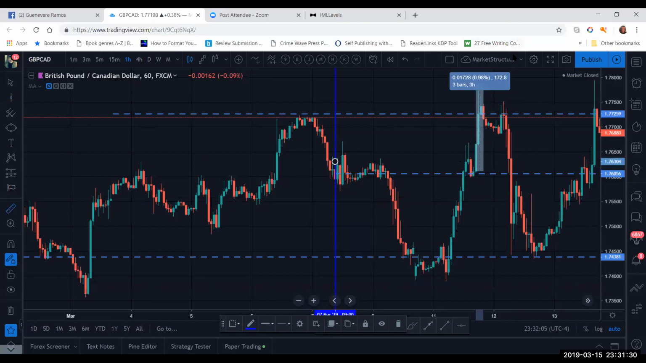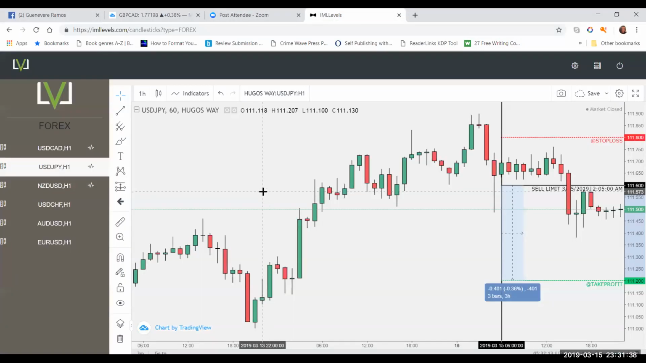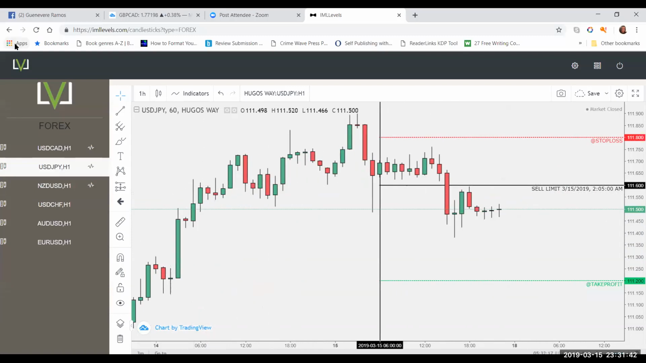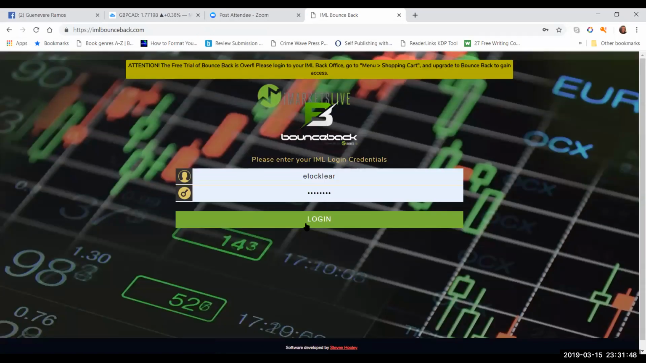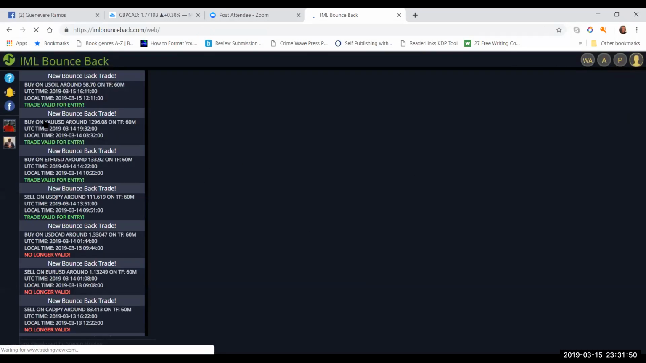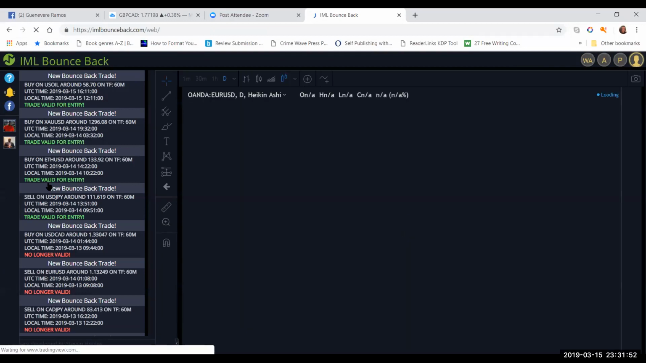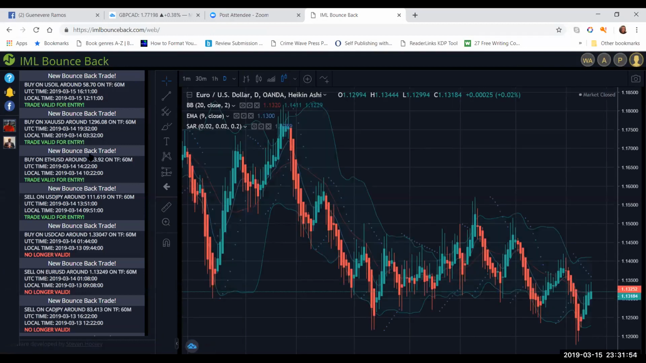It's all about market structure and knowing when the market's getting ready to reverse. But yes, this is a great tool. And if you don't know how to mark up your own charts, tools like this, and another great tool, the IML bounce back, are really great. I see they had some oil and gold and crypto on there today, which was exciting.